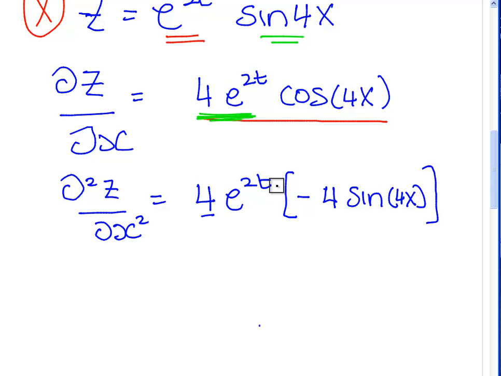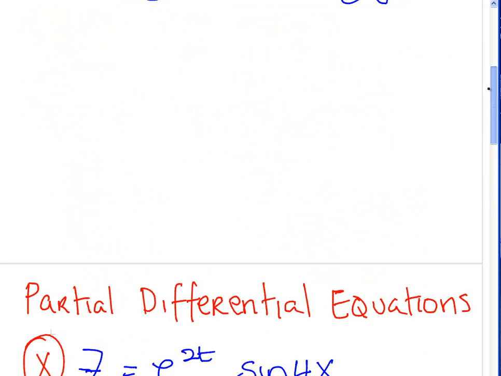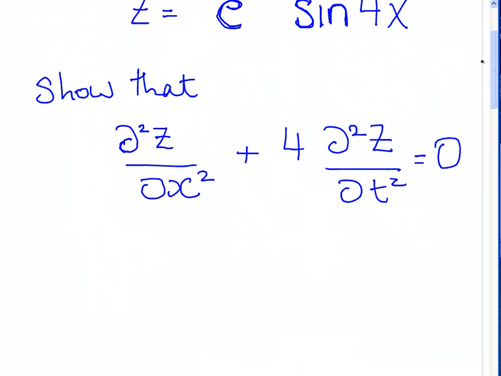So what we could do is actually just rewrite this expression, simplify it, and have it as minus 16 times e to the 2t sine of 4x. So this is the first part of the equation that we have to solve. Let's just go back up to it there. Cos squared, second derivative of z with respect to x. We have that job done.